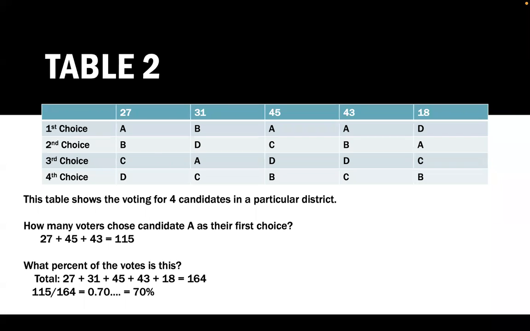So to find the percent, I will take the number that chose candidate A as their first choice, divided by the total, which gives me a 0.7. I rounded because that goes on for a while, which means multiply by 100 to get a percent, and I get 70%. So roughly 70% of voters chose candidate A as their first choice, which is a majority. So if this was a majority vote, that would win. And that's the idea of a preference table.